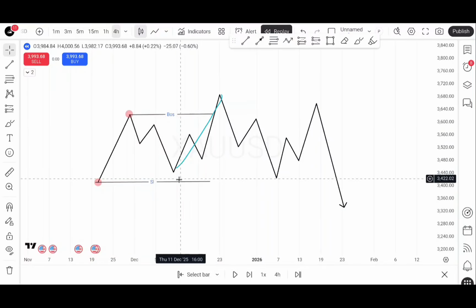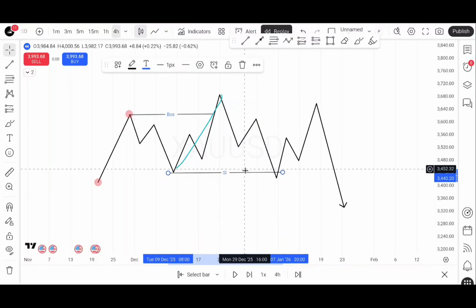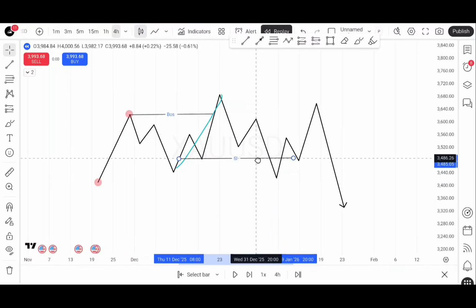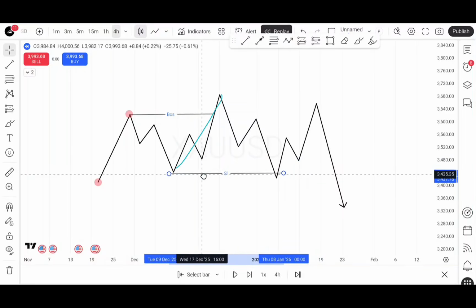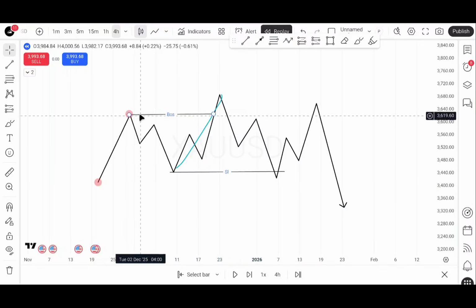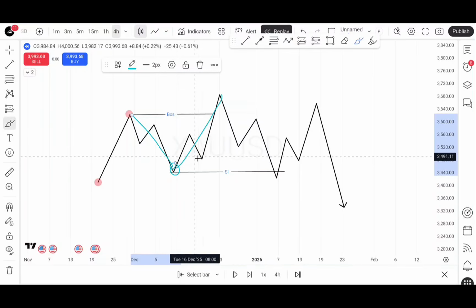Immediately you confirm this break of structure, you kindly update your swing low. This is where so many people make a mistake by thinking that this is their swing low. This here is not your swing low. Your swing low is the lowest point of the trend. If you see this trading range here, this here was the lowest point of the trend, not this one.